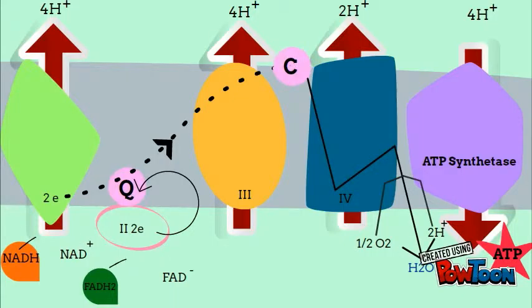Altogether 16 protons are passed to the inner membrane space. The passed protons flow back according to the electrochemical gradient via the ATP synthase. For each 4 protons that flow through ATP synthase, 1 ATP is produced.